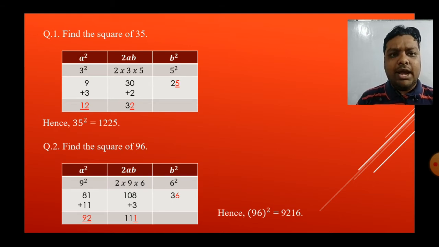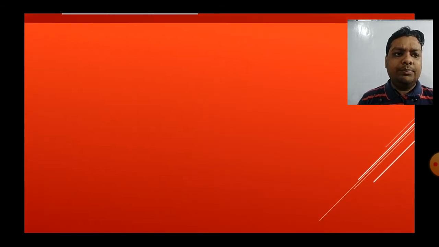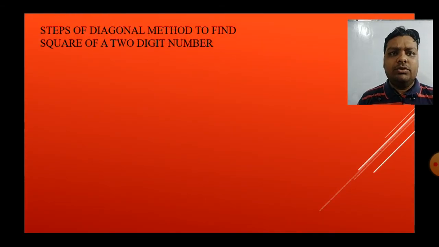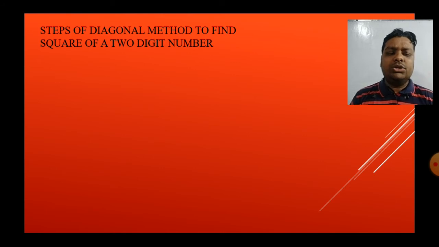Okay students, so like this we can find it. So this is the column method. Now let's solve another question by another method.